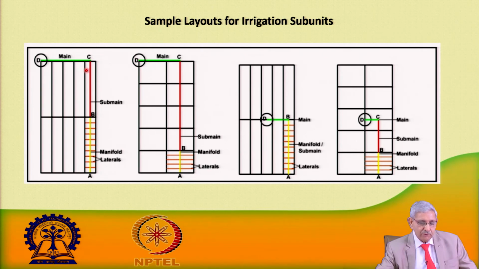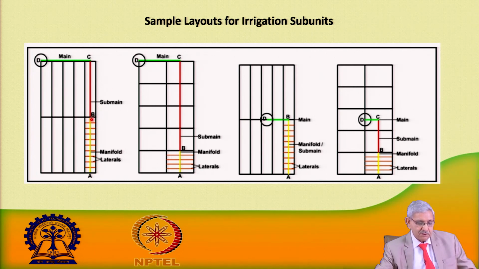So, this is one layout that has been shown here. There is a field where the pump is located, and from the pump the main line, and then there is the sub main. The sub main is connected with the manifold, and from the manifold the laterals are attached. So, this is one layout which is given here.